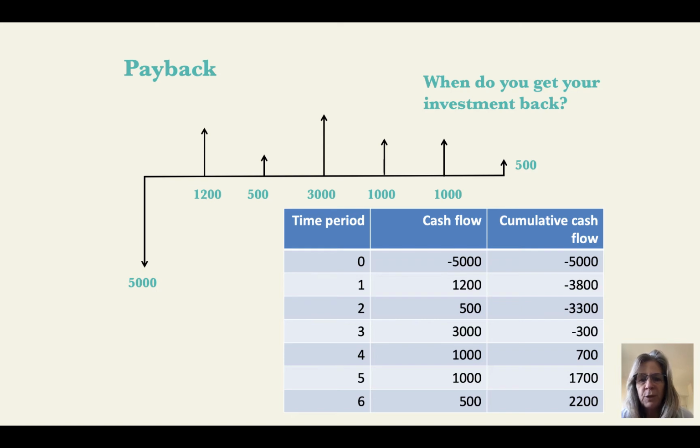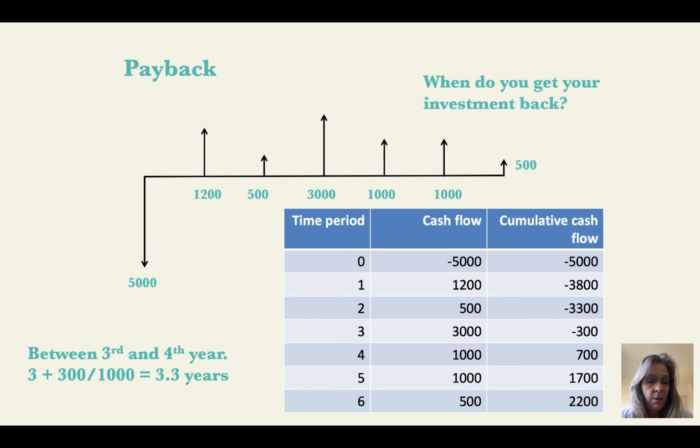The cumulative cash flow in time period 0 is the investment amount. In time period 1, it's the investment amount less the $1,200 you get back, and then the next year less the $500. And you can see sometime between the 3rd and the 4th year, you get the investment back because the cumulative cash flow goes to 0. The way you figure that out is you say, well, it happens a little bit after time period 3, and I get $1,000 in time period 4, and I only need 300. So that means it's 0.3 of the way through the year. So the payback is 3.3 years.